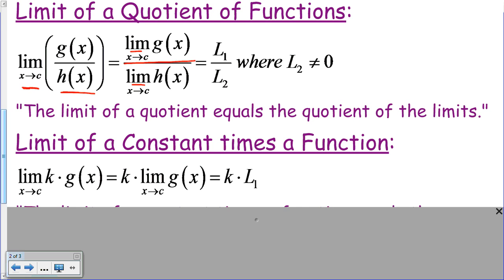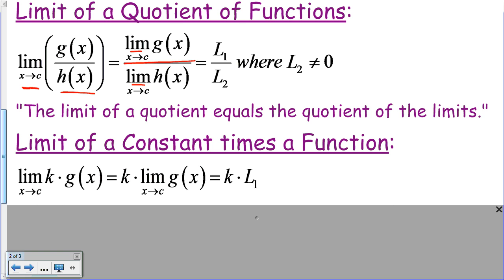This is for a constant times a function, the limit of a constant times a function. We're going to call our constant k. So we have the limit as x goes to c of the quantity k times g of x. k is our constant, our function is g of x there. It turns out that's equal to the constant k times the limit as x goes to c of g of x. Or in other words, that would be k times L1.